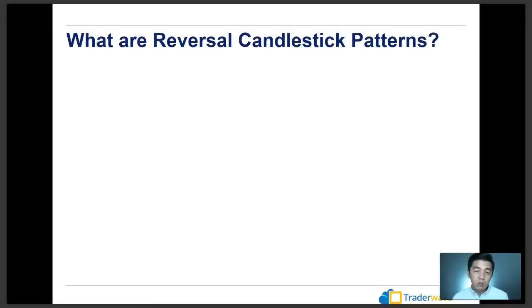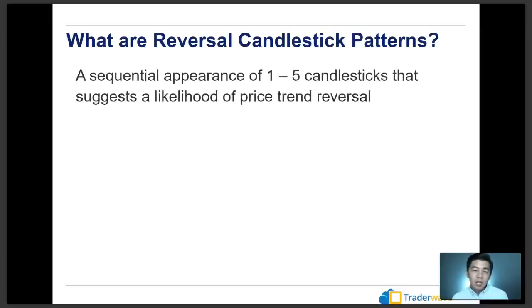Reversal candlestick patterns are basically a sequential appearance of between 1 to 5 candlesticks that, when it shows up, suggests a likelihood of a price trend reversal. Okay, and I want to emphasize again the point about likelihood. It doesn't mean that if you see a certain candlestick pattern, it's 100% sure this will be a price reversal. No. Like anything in trading, it's always about probability and likelihood.